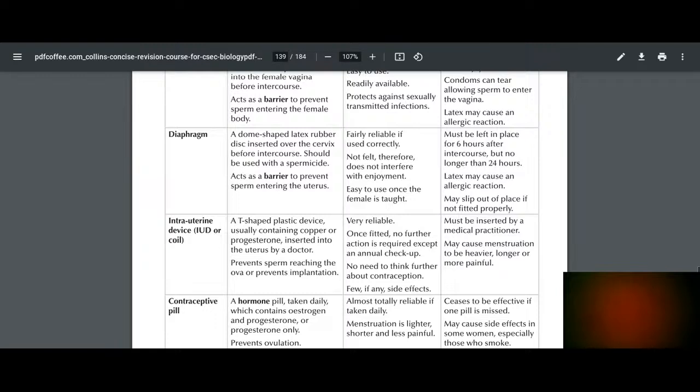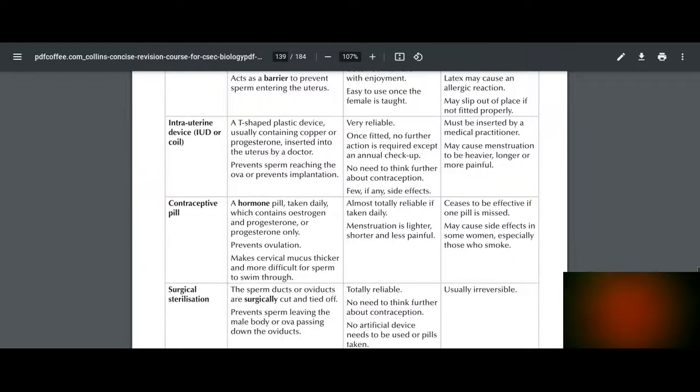Contraceptive pill: a hormone pill taken daily which contains estrogen and progesterone, or progesterone only. It prevents ovulation and makes cervical mucus thicker and more difficult for sperm to swim through. Advantage: almost totally reliable if taken daily. Menstruation is lighter, shorter, and less painful. Disadvantage: it ceases to be effective if one pill is missed, and may cause side effects in women, especially those who smoke.